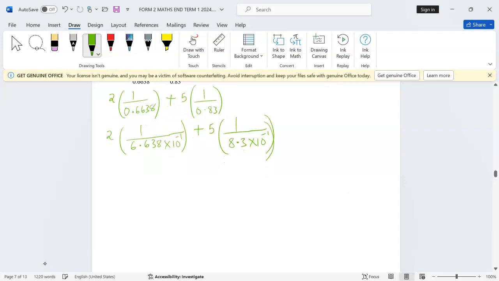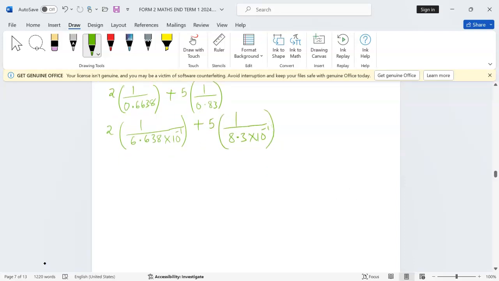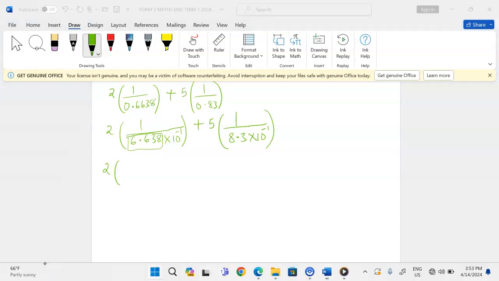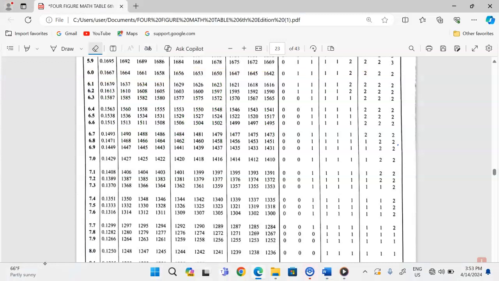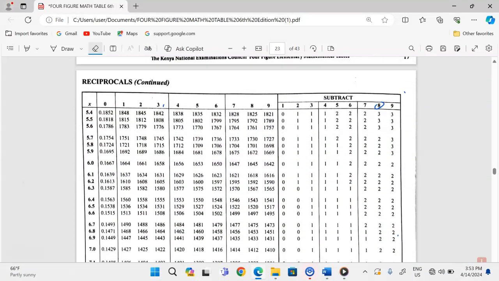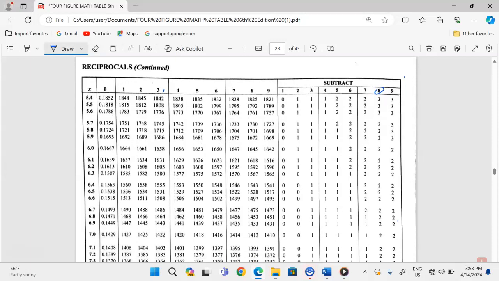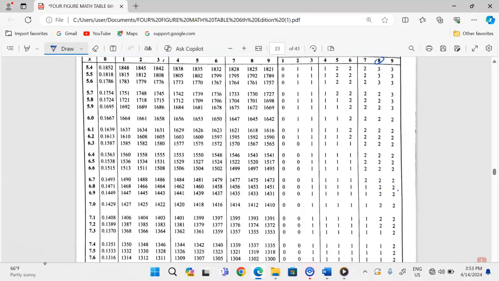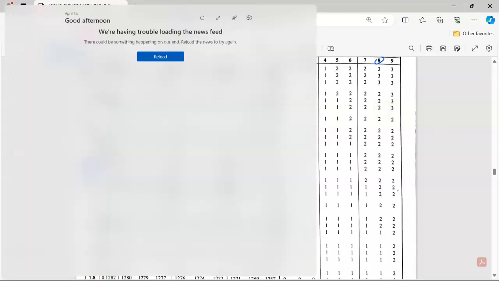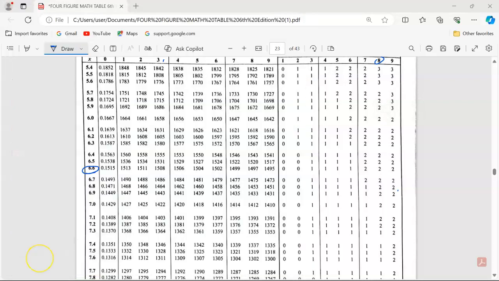Now we're going to find reciprocals. For the reciprocal of this part, we're going to read it from the maths table. So I'm going to have 2 into, then I read the reciprocal of 6.638. So this is the tables of reciprocals. 6.638. So this is where 6.6 is. Then 3. Here 3 is here. So this is where we are.